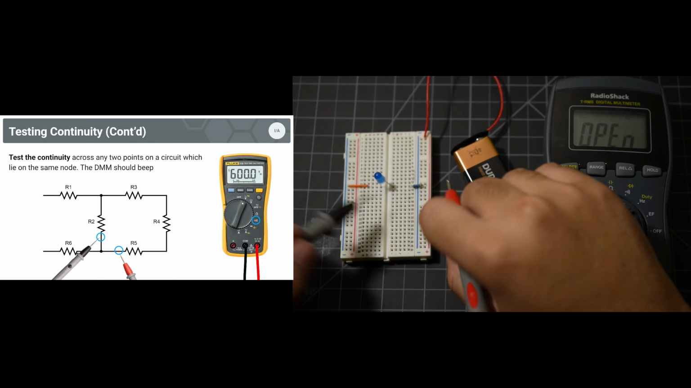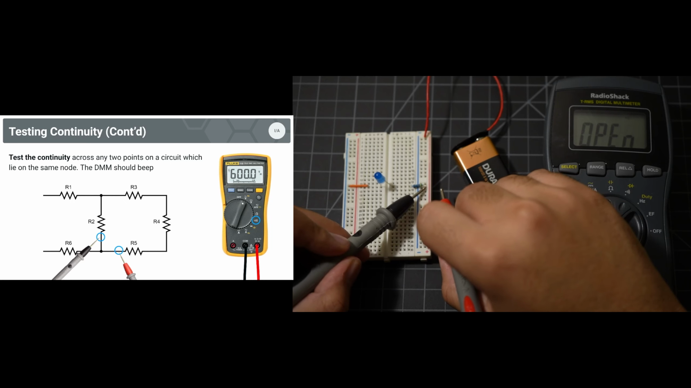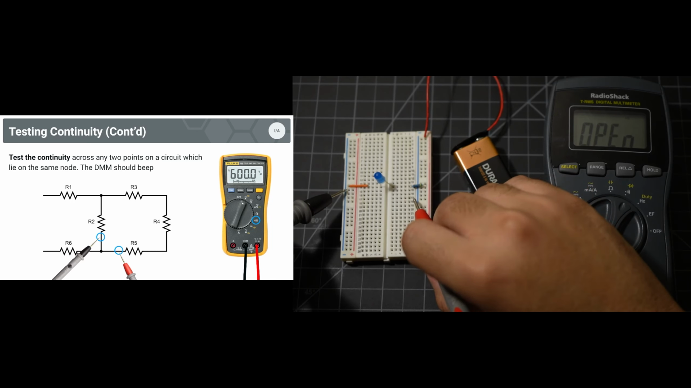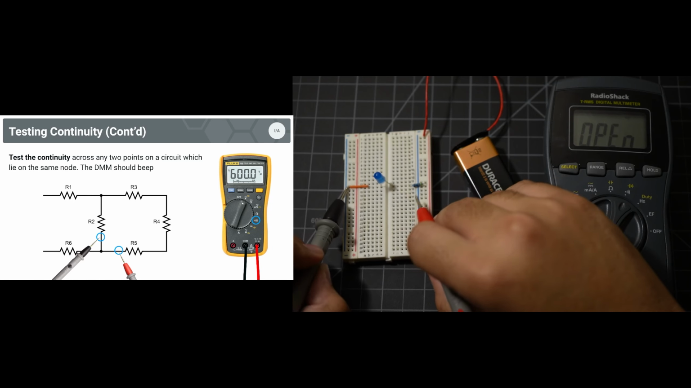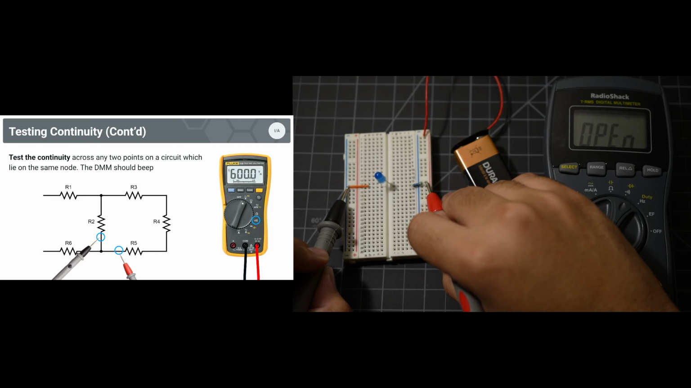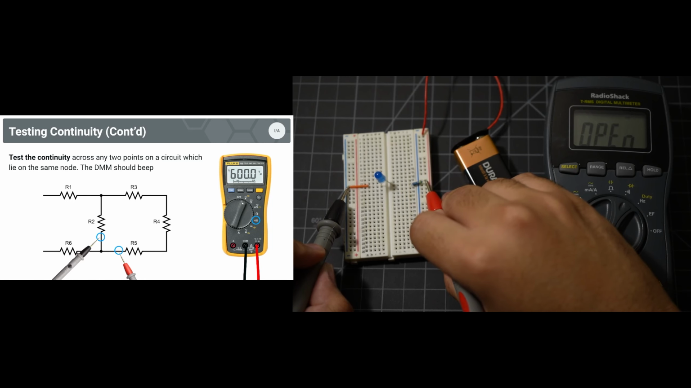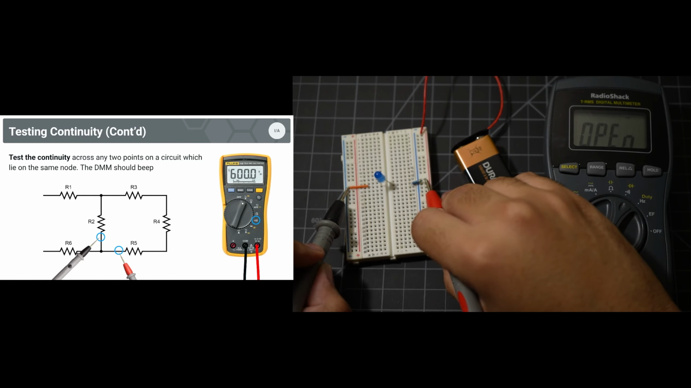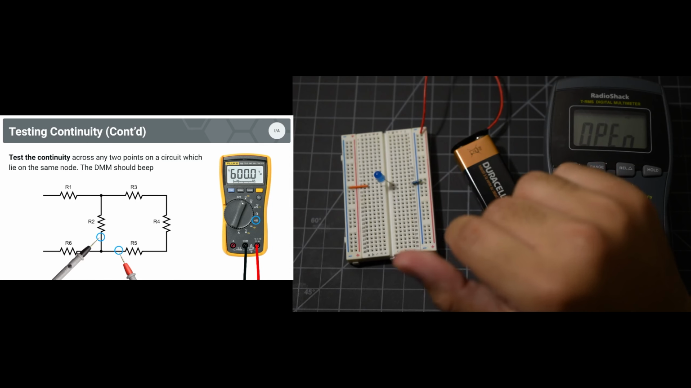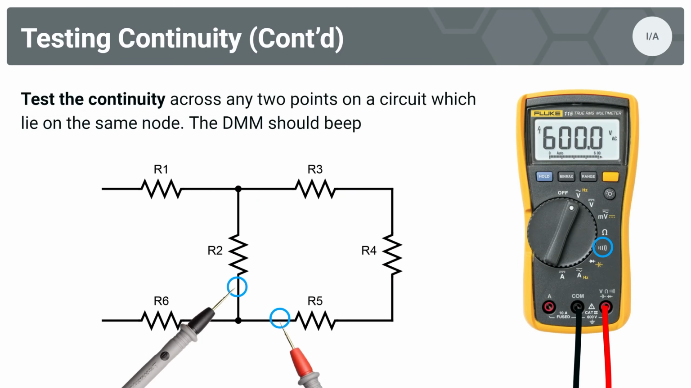Now, let's say you expected this resistor here to be connected via the same node as this jumper wire. So I'll place one probe here and one probe here. Now we don't get a sound. That means there's no continuity between these 2 points. If it was your expectation for that to be true, you know you have issues now. So that's the gist of the continuity test.